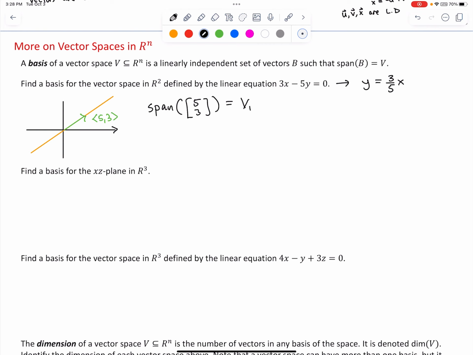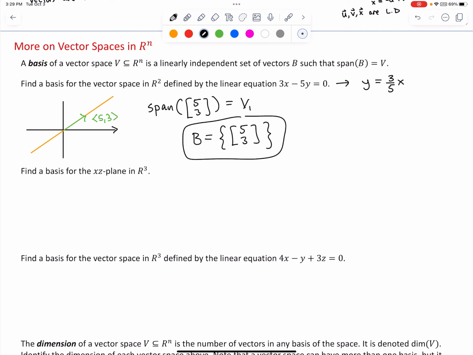Now, we need at least one vector in order to do a span. And since this one vector was sufficient to create the entire vector space by spanning it, then we can call this one vector a basis. So capital B will be this set of vectors, in this case only one vector, 5, 3. So let's read the statement again. A basis of a vector space V is a linearly independent set of vectors B such that the span of B is V. In this case, the basis B has only one vector in it, and a set with one vector, as long as it's not the zero vector, is always going to be a linearly independent set. And so this will be a sufficient basis.